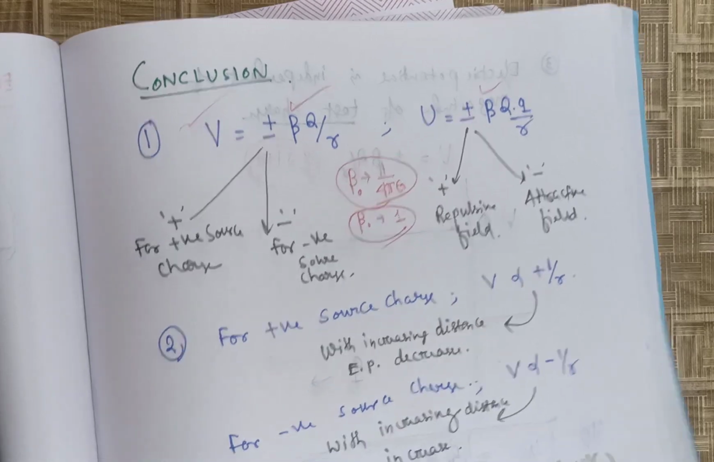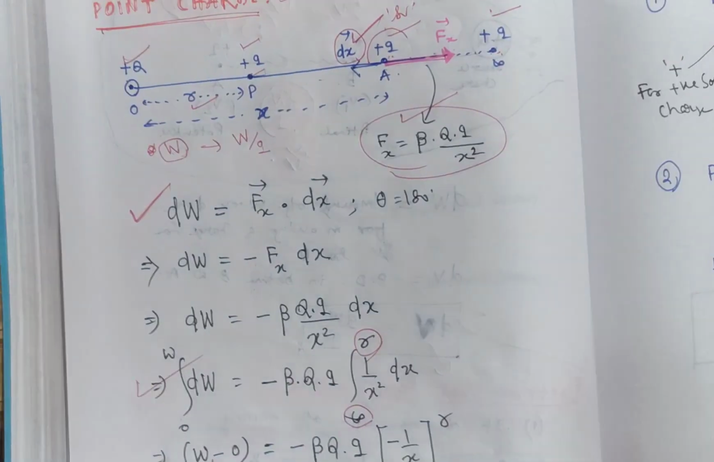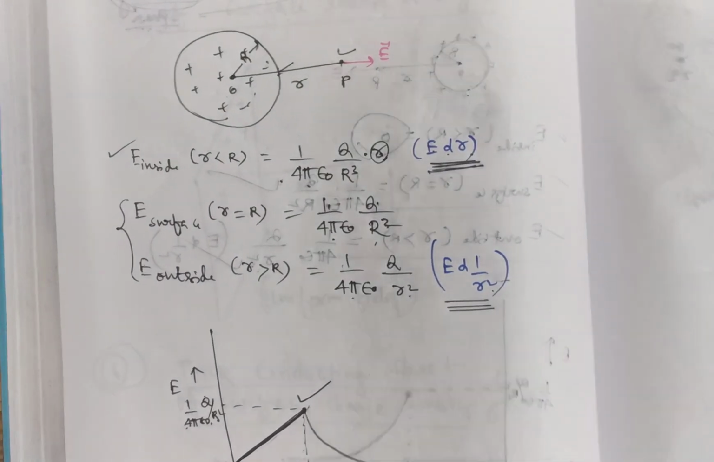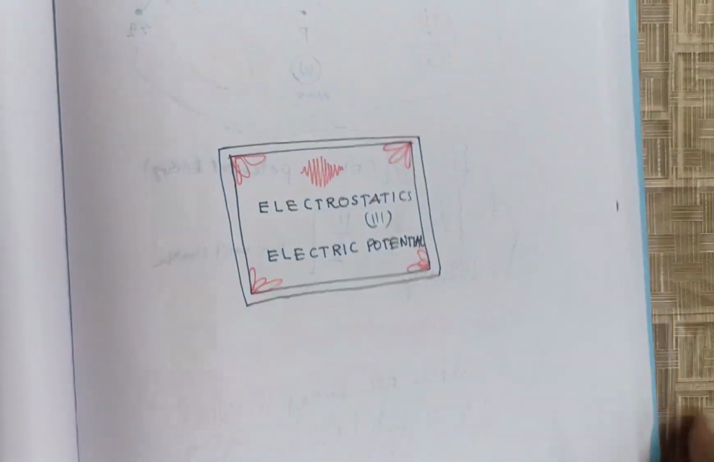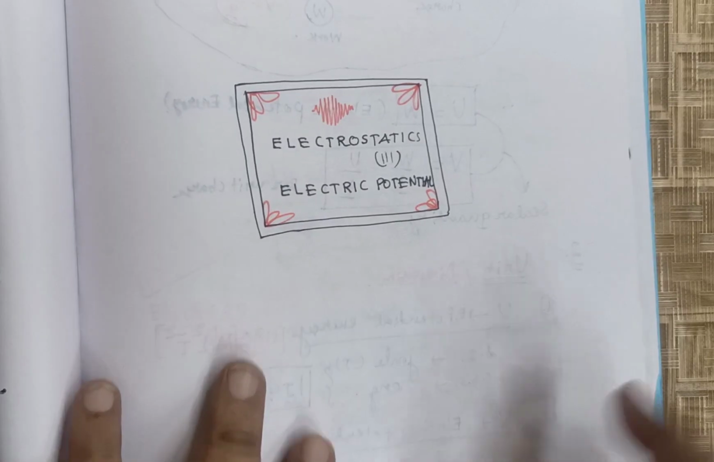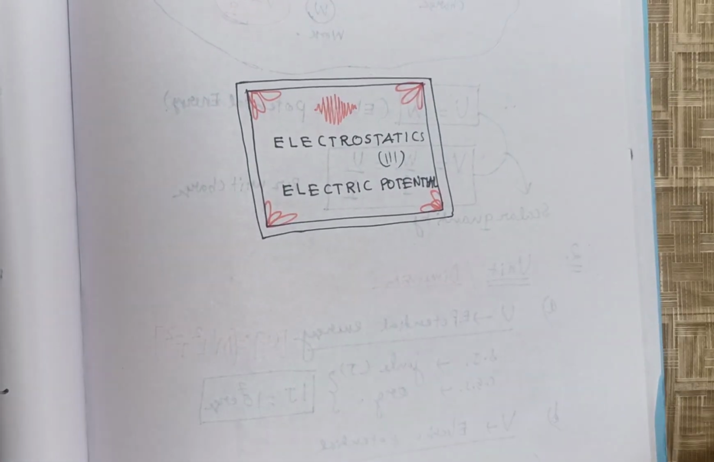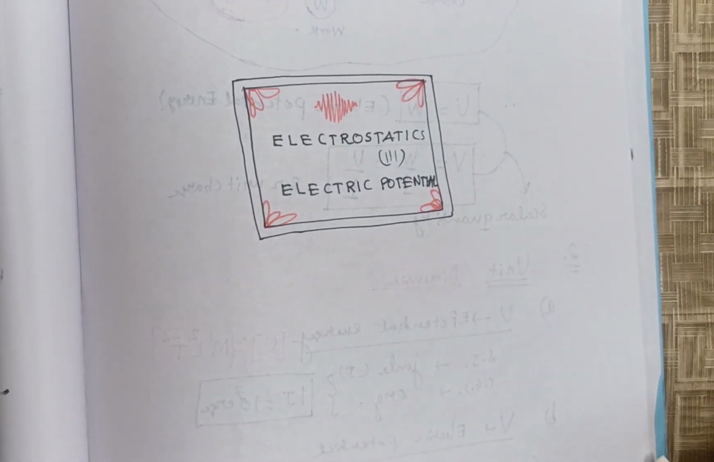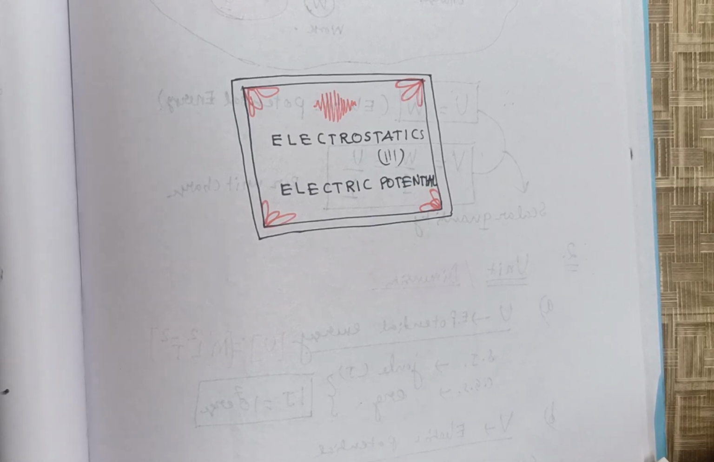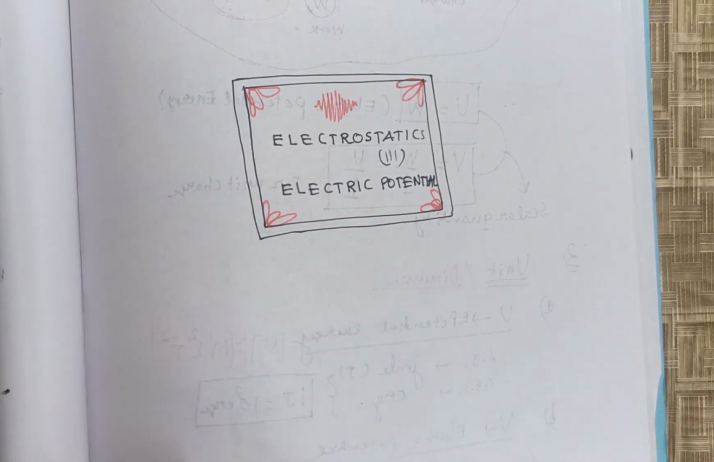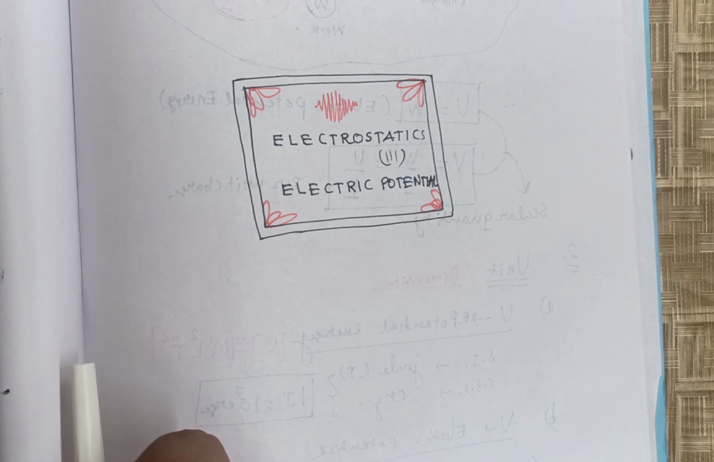Then we will proceed to the electric potential for an electric dipole in your next class. So just go over what we have discussed today. Then in the next class we will discuss how you can calculate the electric potential for the electric dipole, as we have discussed in electric field intensity. Thank you all.